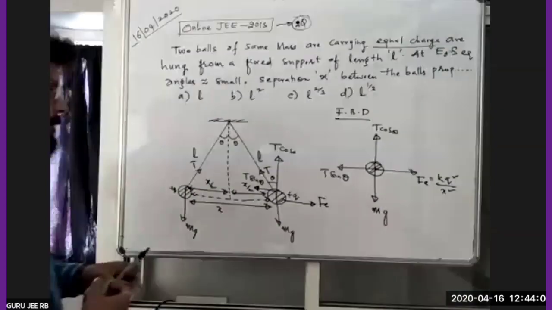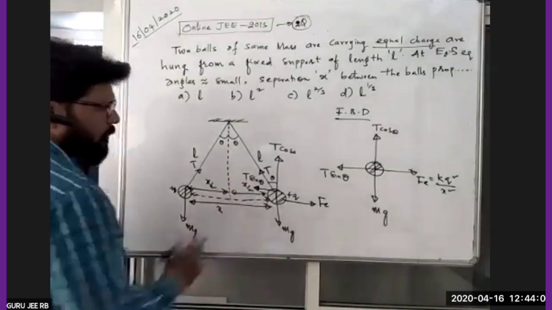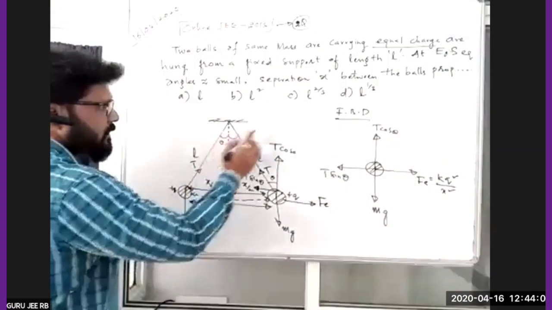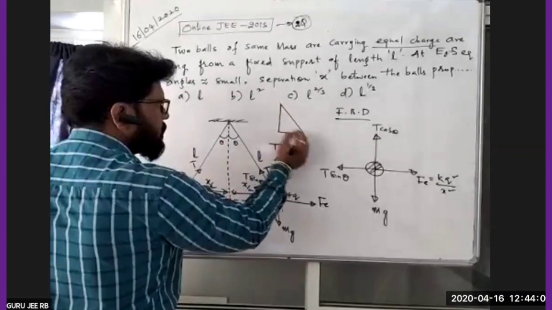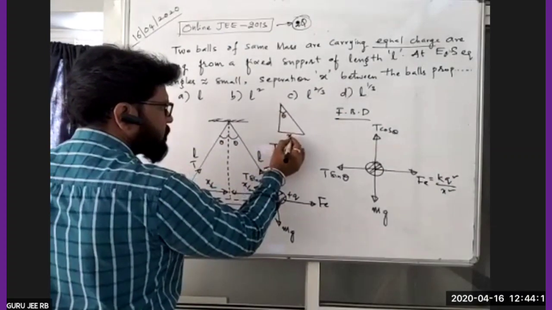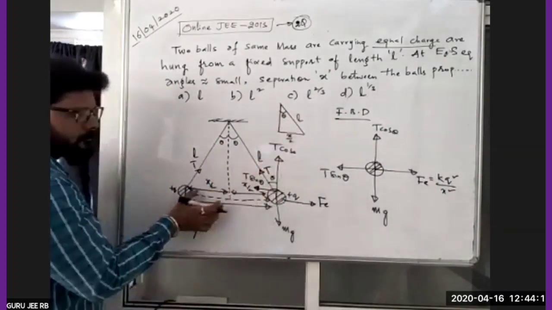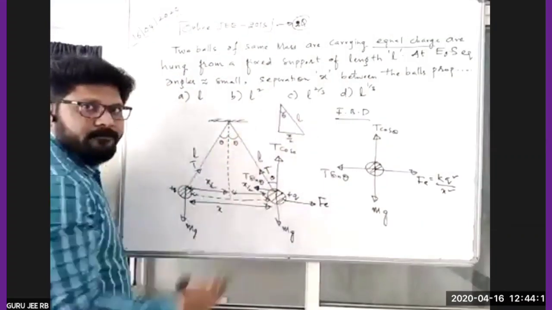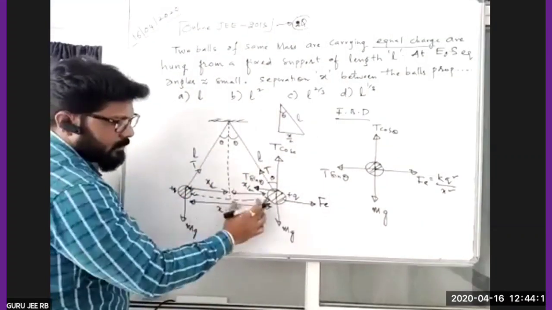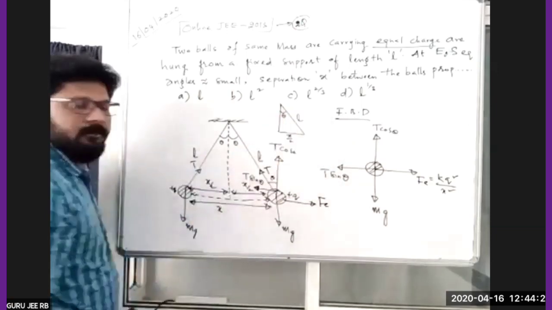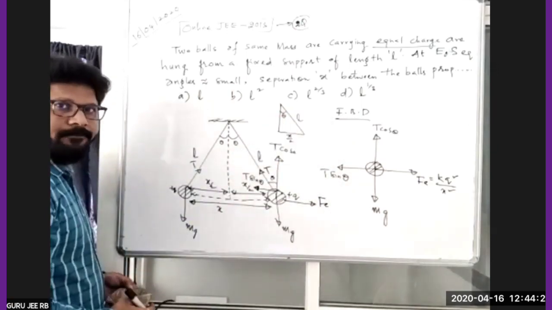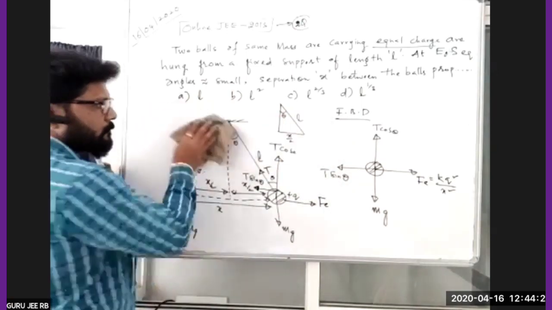I'll arrange the diagram. Now from this one more important point I would like to say. This triangle, I'll take it outside. This is nothing but theta. Here it is x by 2. This is nothing but L. So this triangle I took outside. This is theta. This length is x by 2. This length is L. Fine?